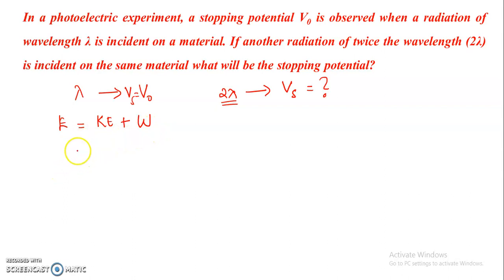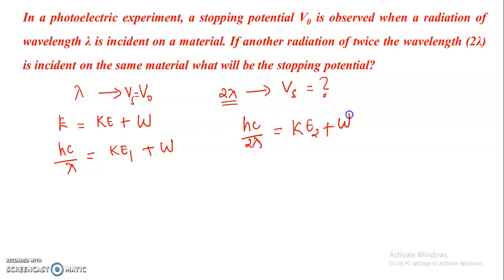Initially, the first radiation has the wavelength lambda. So hc by lambda equals Ke1 plus work function. For the second case, hc by 2 lambda is used for providing the kinetic energy Ke2 plus W. We have taken the work function to be the same in both cases because the work function is the same for the same material. We are using the same material, so the work function will be the same.